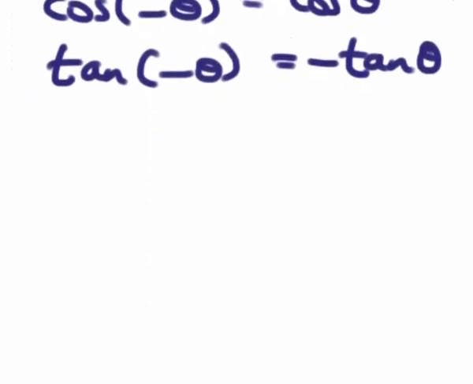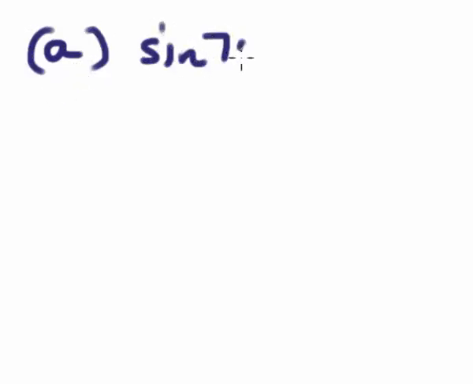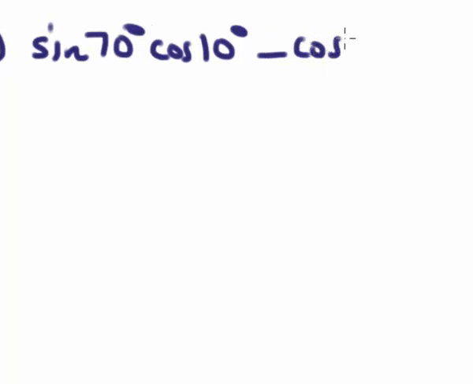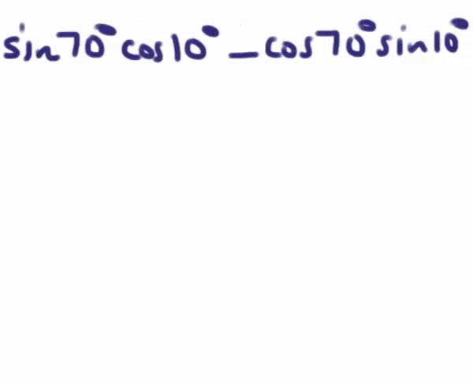So let's apply these things. We're going to go through special angles and that. But first, if we simplify without a calculator, have a look at this. If I said to you, simplify sine of 70 cos 10 minus cos 70 sine 10, and you've got to do that, but you're not allowed to use a calculator, and you had to simplify.